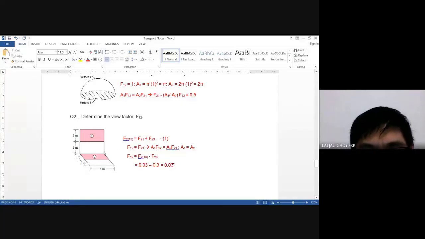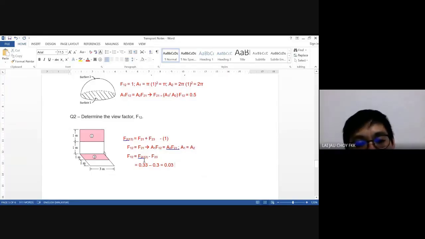It's only 0.03, meaning only 3%. But 30% of the radiation emitted by surface 2 falls on surface 3. Why? Because they are closer. Surfaces 2 and 3 are adjacent to one another, but surface 1 is very far away from surface 2. So although surface 1 and surface 3 have the same surface area, the amount of radiation that falls on surface 1 is far less compared to surface 3.